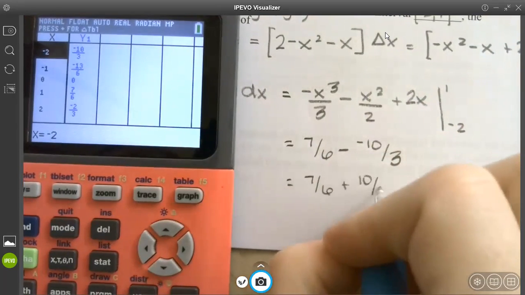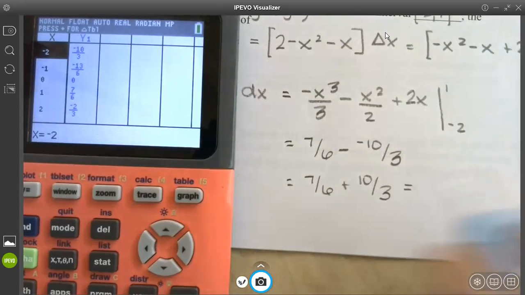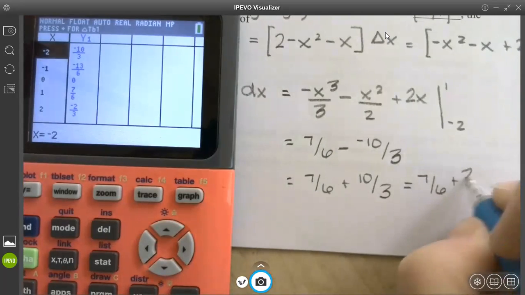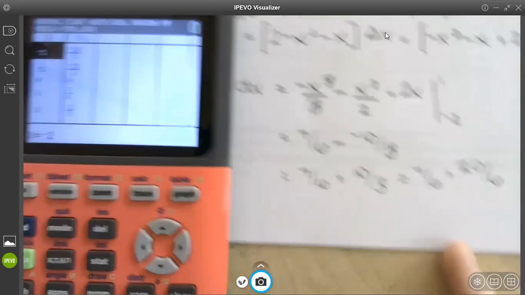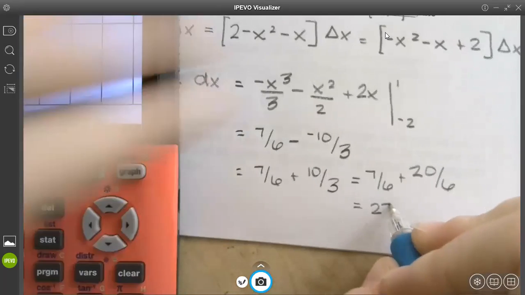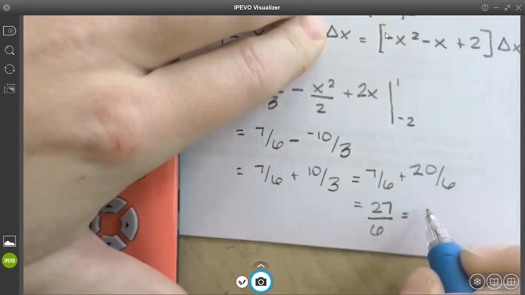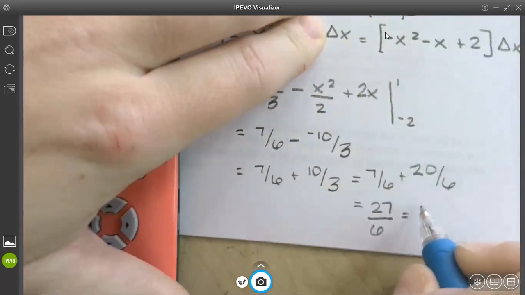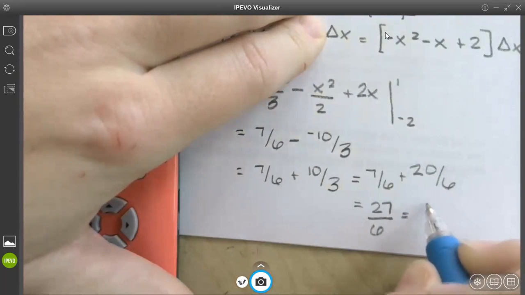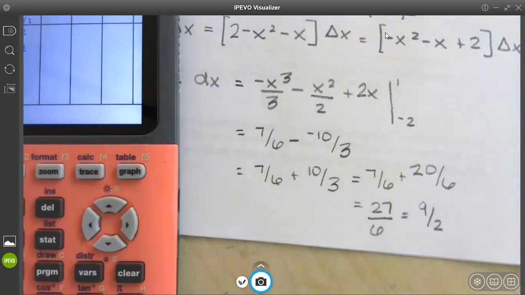7/6 plus 10 over 3. You can, again, do this in your calculator if you'd like to, but I can make common denominators: 7/6 plus 20 over 6, or 27 over 6, and then I can reduce it to what? 14 over 2. Maybe. No, it's close. No, it's 9 over 2. 9 over 2. It is. I wrote it up there.